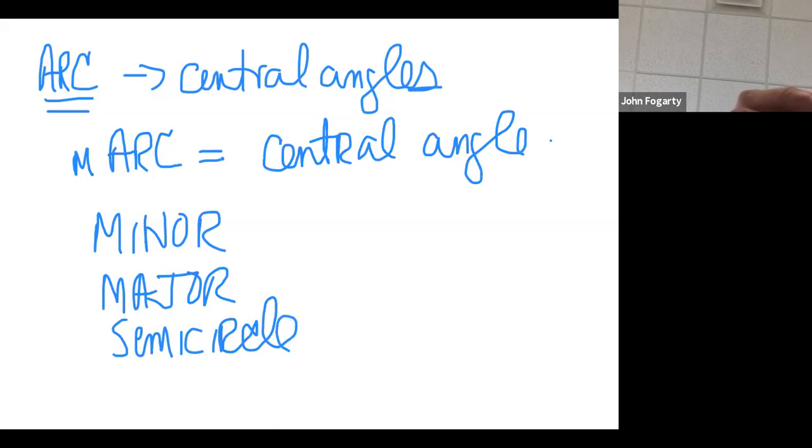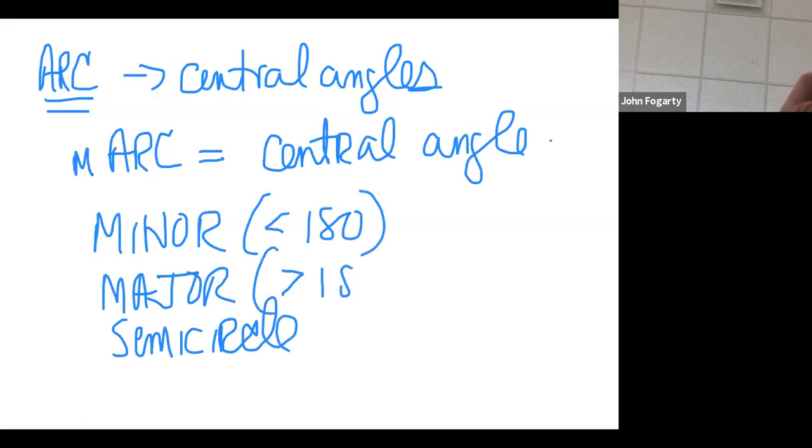Does that make sense? If it's minor, we know that it measures less than 180 degrees. If it's a major arc, it's going to be greater than 180 degrees. And if it's a semicircle, its measure is going to be equal to 180 degrees. Does that make sense?